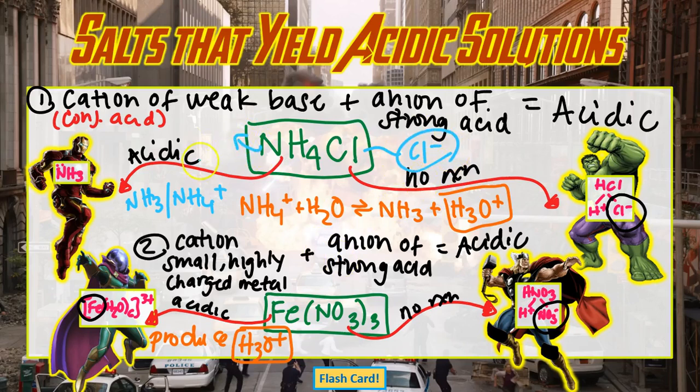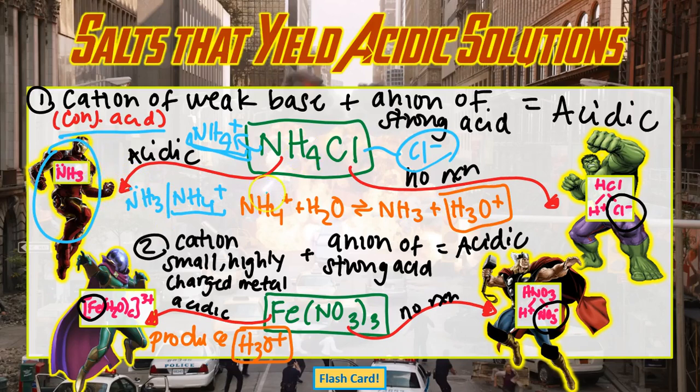But our NH4 has the ability to react with water because it is the cation NH4 plus. And NH4 plus is the conjugate acid of our weak base, NH3. So NH3, as a weak base itself, is going to accept a proton because it has lone pairs, and it is going to form the conjugate acid, which is NH4 plus. And because it's a conjugate acid, it has the ability to be what?